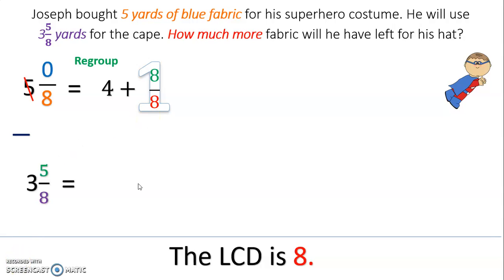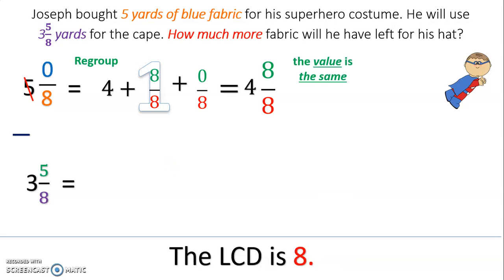Now that we have successfully regrouped our 5, we can add in our 0/8. And even though it won't change the value, we would still recognize that there is a fraction there that could be added. Putting these all together will give us 4 8/8. And now we are ready to subtract because the value is the same. 4 8/8 is equal to 5. We are now ready to subtract 3 5/8.